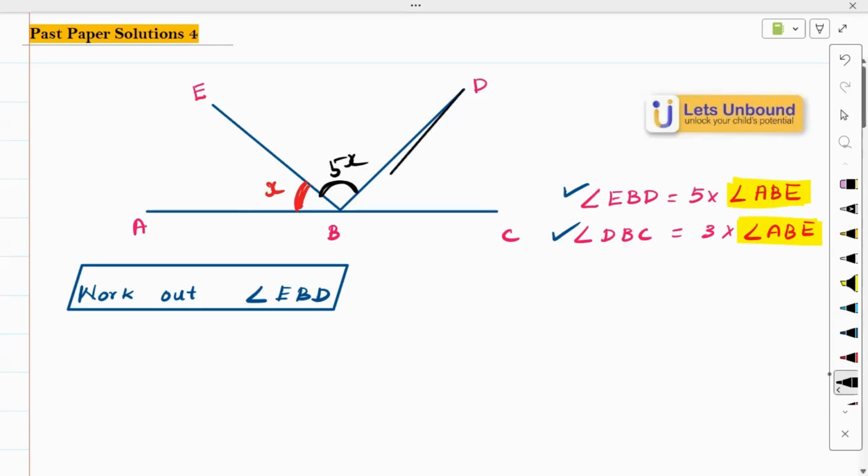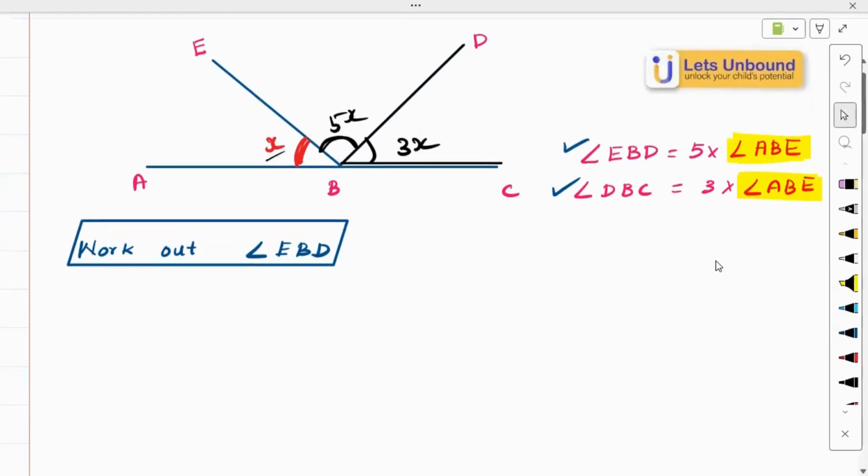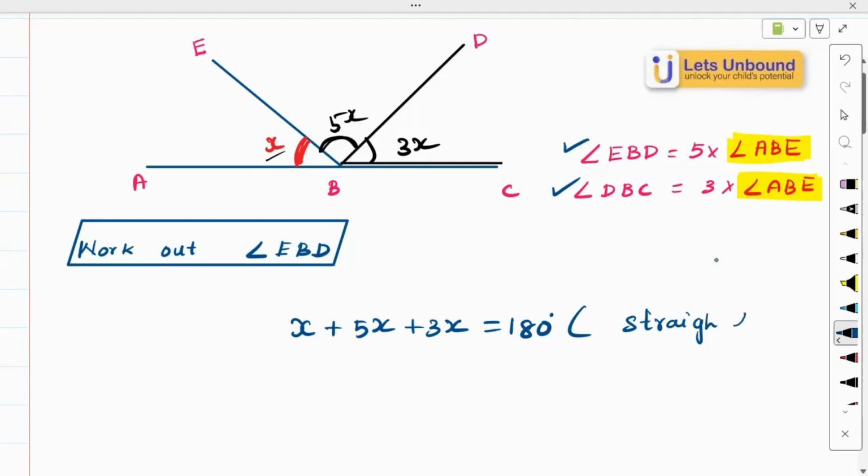DBC, this is my DBC, D to B, B to C. So this amount of rotation, the angle is 3 times ABE, and ABE is x, right? So 3x. And all these angles lie on a straight line. Now I have to make them into math language. Since they all lie on a straight line, the sum of all angles will be equal to 180. x, 5x and 3x, all three angles should add up to 180 degrees because they are all on a straight line.